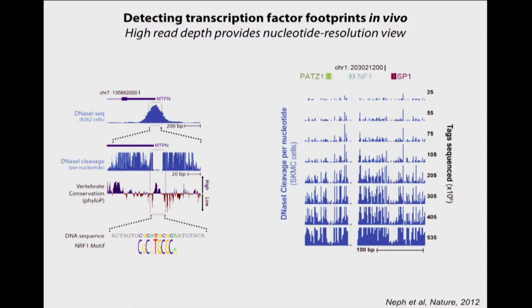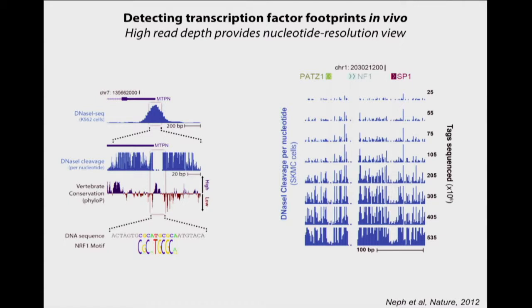So you can see this over on the right. Here's, let's say, some other region. Here are recognition sequences for 3 factors. And then I'm showing what the per nucleotide cleavage looks like after you've sequenced 25 million uniquely mapping reads, 50, 75, et cetera. And what you can see clearly is as you start getting more and more information, you start to be able to work out what's in there.